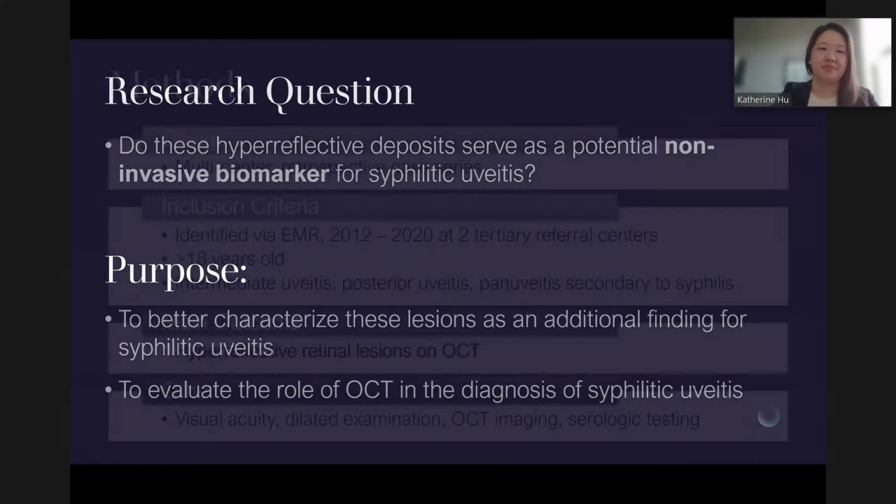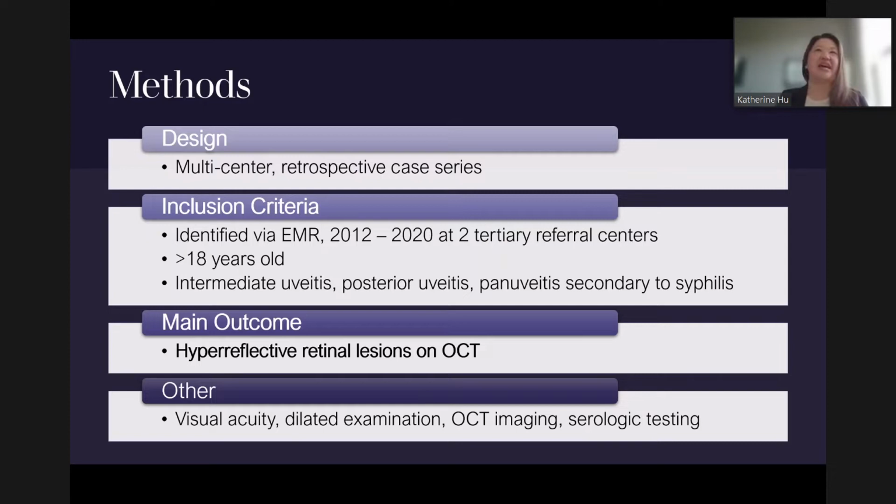So our study was a multi-center consecutive retrospective case series. All patients were identified via EMR from 2012 through 2020 at both the University of Utah here and also our partnership with the University of Michigan. Both of our centers are large academic tertiary referral centers for uveitis.